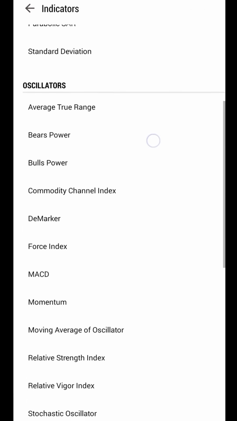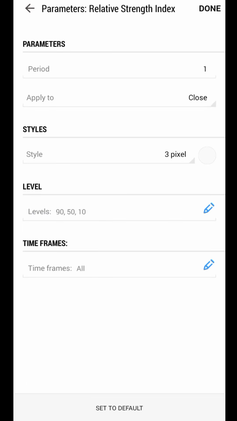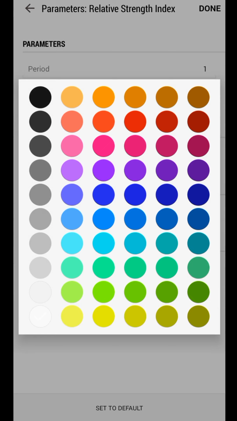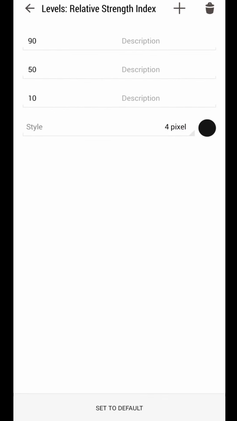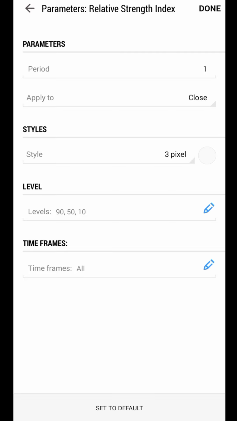Then find the RSI, relative strength index. The period is 1, apply to close. This star here, we don't need it. Use the background color of your chart. I'm using white, that's why I use white. The levels here, we are using levels 90, 15, and 10. I'm going to explain why we are using those levels, so just stick to this video. Then click on done after that.